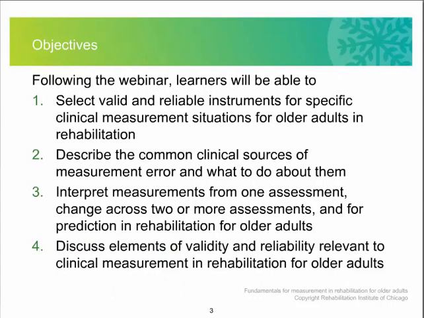Following the webinar, learners will be able to select valid and reliable instruments for specific clinical measurement situations for older adults in rehabilitation, describe the common clinical sources of measurement error and decide what to do about them, interpret measurements from one assessment, change across 2 or more assessments, and for prediction in rehabilitation for older adults, and to discuss elements of validity and reliability relevant to clinical measurement in rehabilitation for older adults.